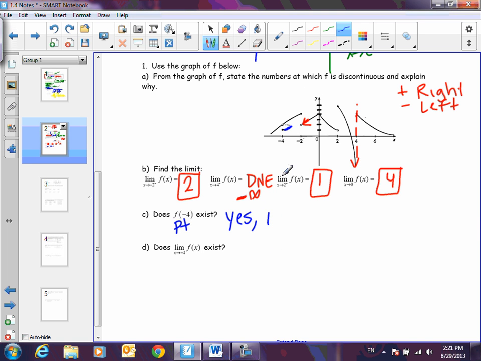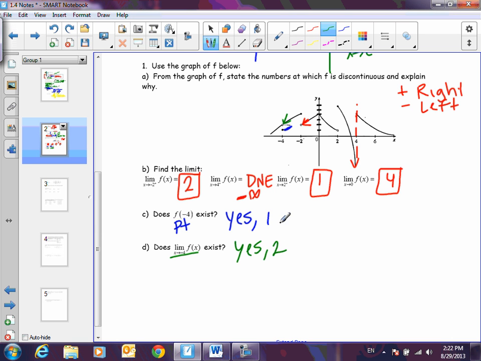1. Okay, so now let's look at the limit as x is approaching negative 4. That's different. That's right there. It's on the curve. It's not that the limit has to be a hole, it's that it has to be on the curve. So what's the y value when x is really close to negative 4 on the curve? 2. So yes and 2.